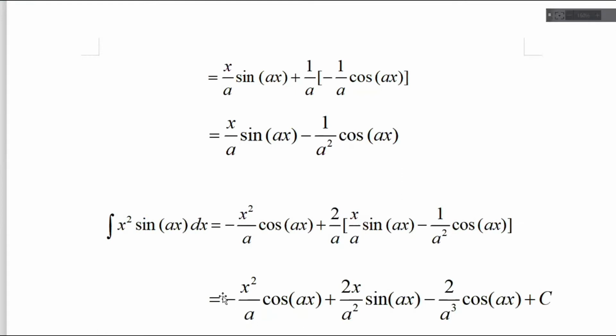So we multiply it, we get negative x squared over a cos ax plus 2x over a squared sin ax plus 2 over a to the power of 3 cos ax plus c. Why do we add c? Because this is the indefinite integral. Okay, so that's all how we answer this question using integration by parts.